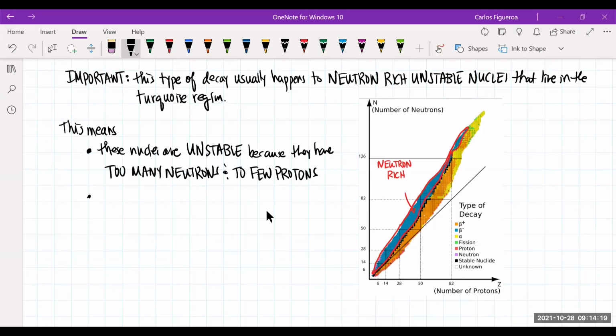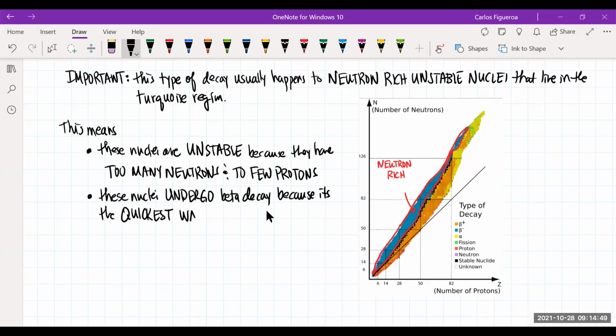And so what that tells us here is that these nuclei undergo beta decay. Why? Because it's the quickest way to reach the band of stability. It's the quickest way to reach the band of stability.